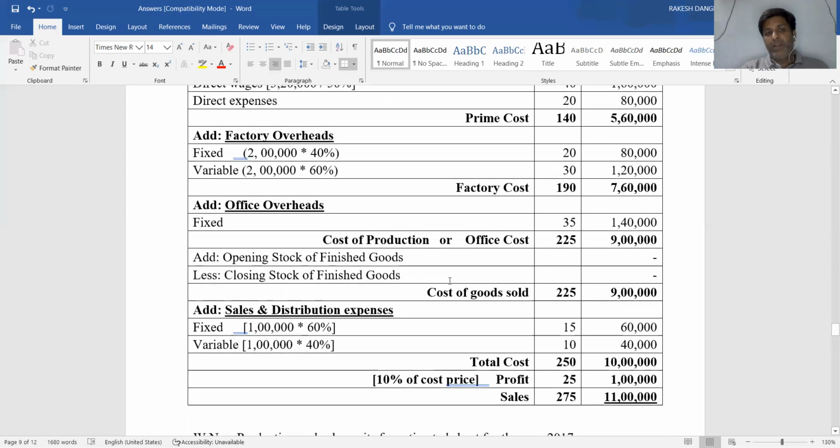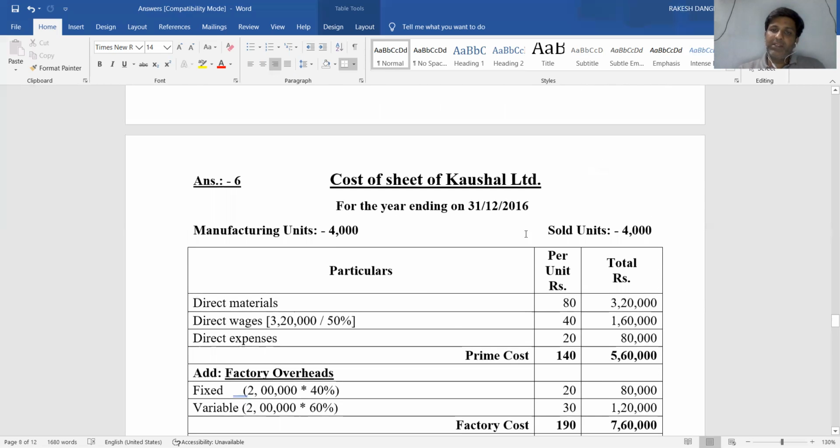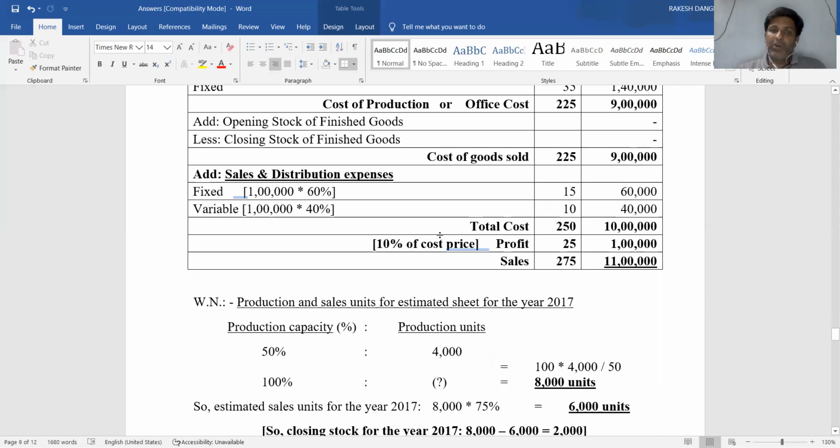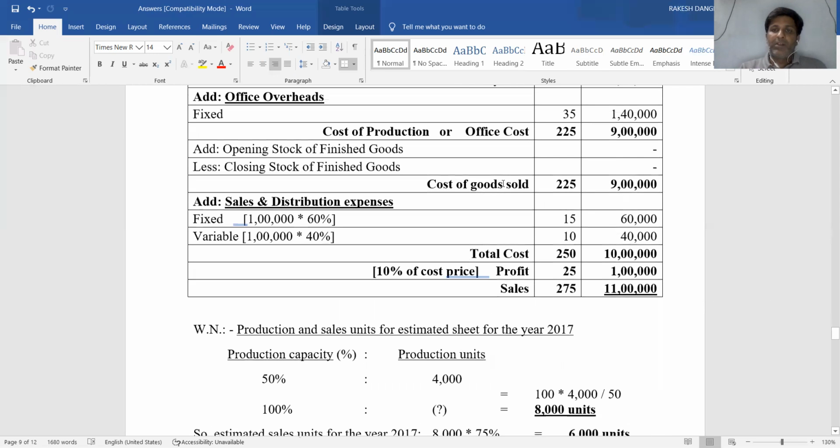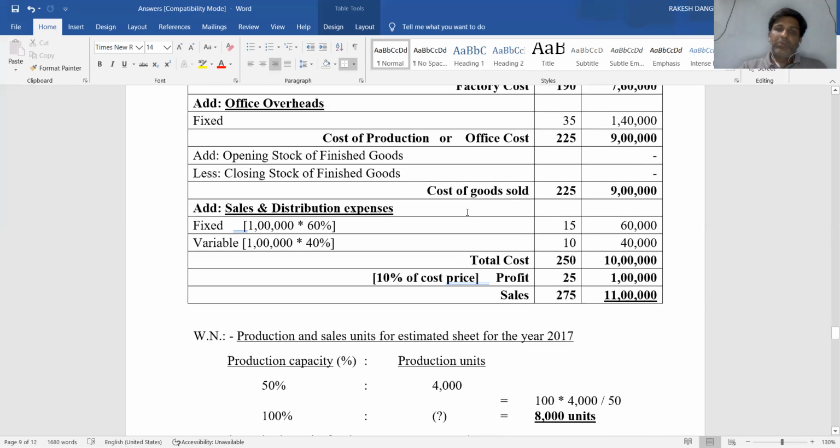Then add opening stock of finished goods and less closing stock of finished goods. But there is no opening stock or closing stock, because in 2016 the company manufactured 4,000 TV sets and sold all 4,000 TV sets. So there is no remaining stock in units. So there is a dash. So production cost of goods sold remains unchanged, 225 unit wise and 9 lakh in total amount.